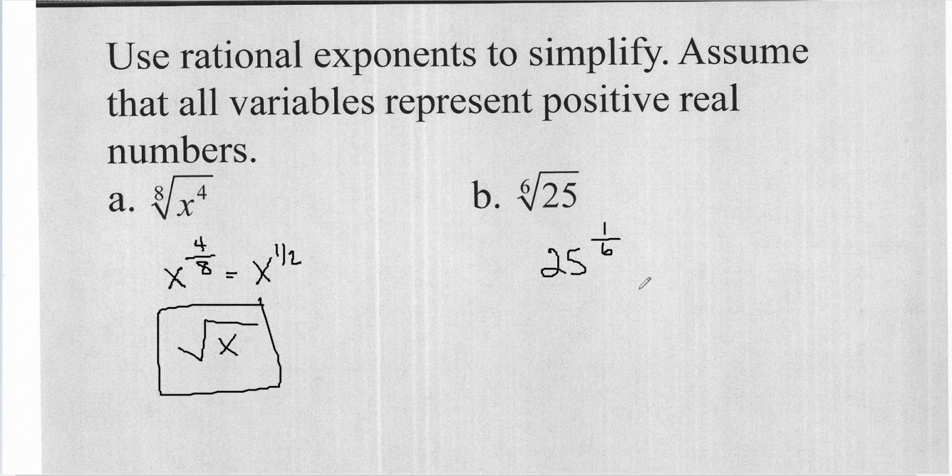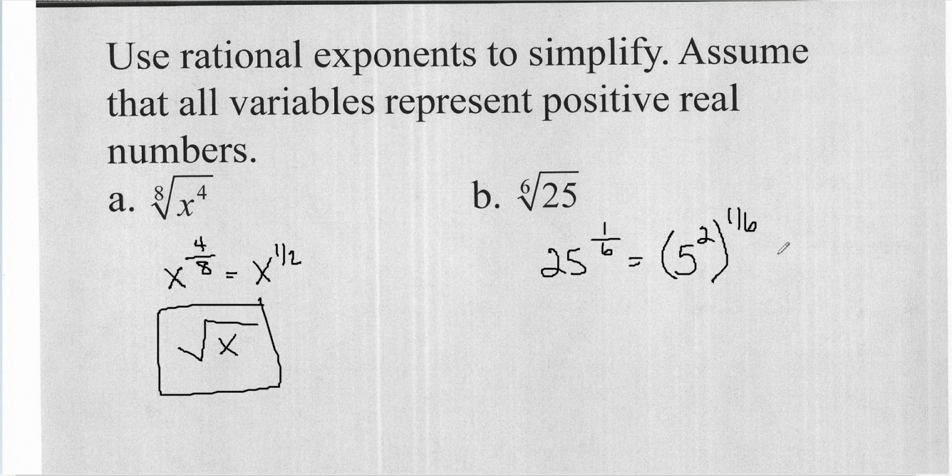And then, well, that doesn't do me much good. I could simplify this more somehow, and that would be by taking that 25 and writing it in exponential form, which I am familiar with is 5 to the 2nd power. That's the only way you could do 25, right? So it's 5 to the 2nd power raised to the 1/6.